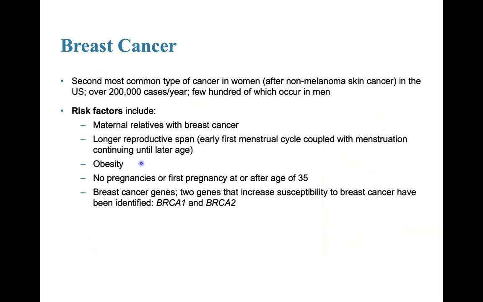Diseases of the structures: breast cancer is the second most common type of cancer in women after non-melanoma skin cancer in the US, with over 200,000 cases per year, a few hundred of which occur in men. Risk factors include maternal relatives with breast cancer, longer reproductive span, early first menstrual cycle coupled with menstruation continuing until a later age, obesity, no pregnancies or first pregnancy after the age of 35, and containing the two breast cancer genes, BRCA1 and BRCA2.